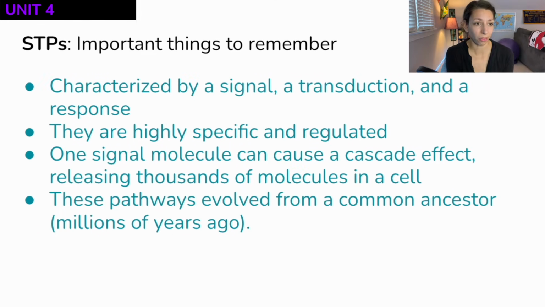Cell signaling pathways, or signal transduction pathways, are characterized by a signal, transduction, and a response. They are highly specific and regulated, so it can't just be any molecule that causes a response to happen in a cell. And many times one signal molecule can cause a cascading effect, releasing thousands of other molecules, amplifying a signal within a cell. And a lot of these pathways evolved from common ancestors millions of years ago, and they're conserved across many species. Another piece of biochemical evidence in our collection of evidence for evolution.